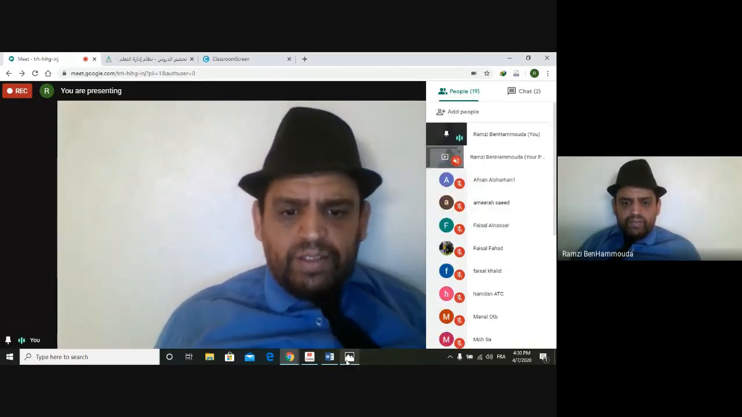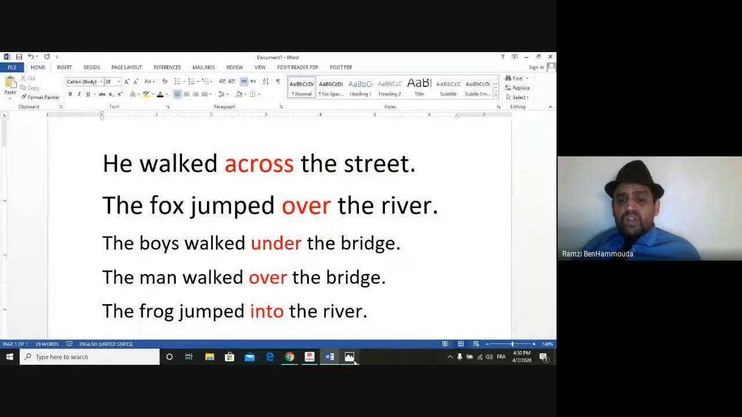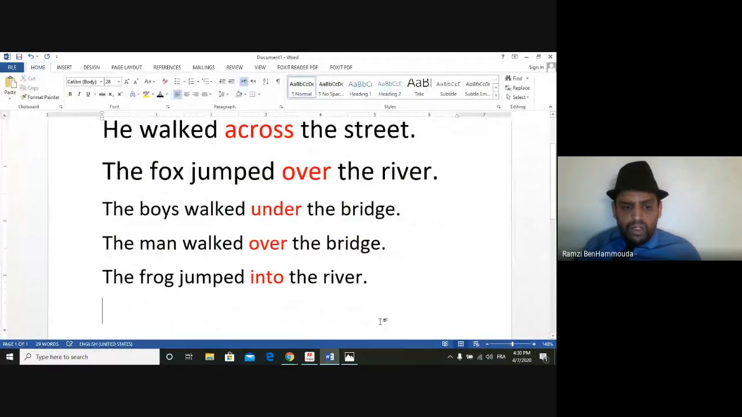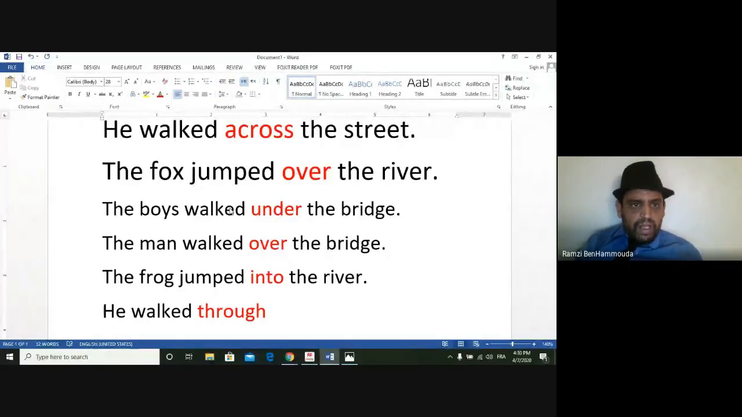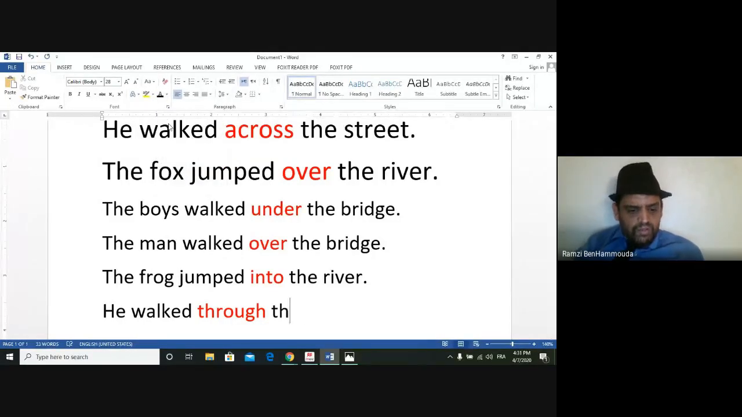Okay, great silence. Look at this man, he's walking in the forest. So we say he walked, as you can see the trees. So we say he walked through. I'm going to change the color. He walked, red color, through, and I'm going to go back to the black. The trees. Whenever you see the trees, you use through.